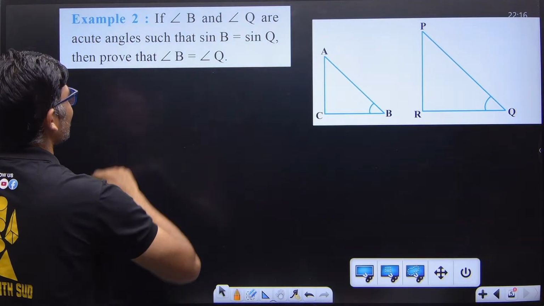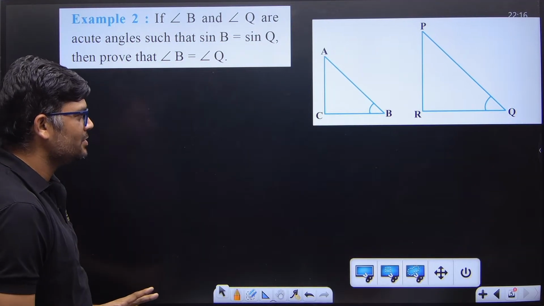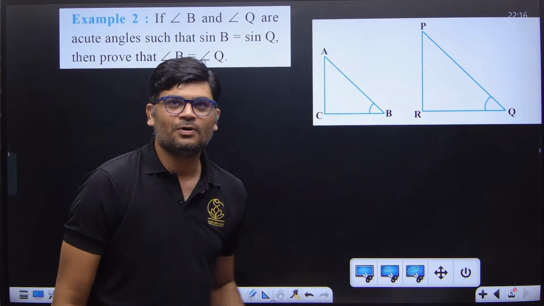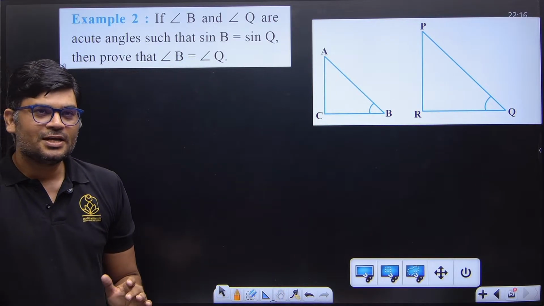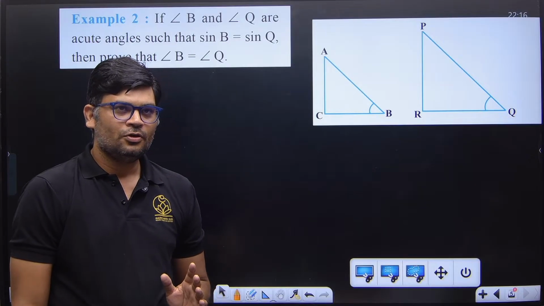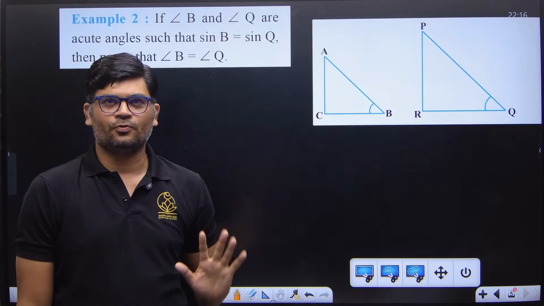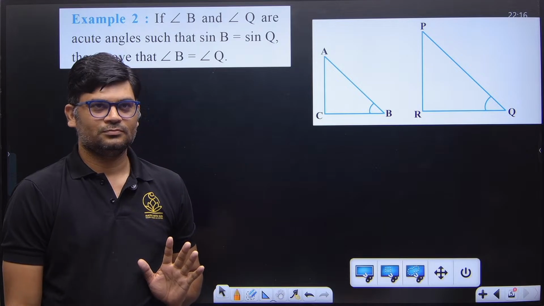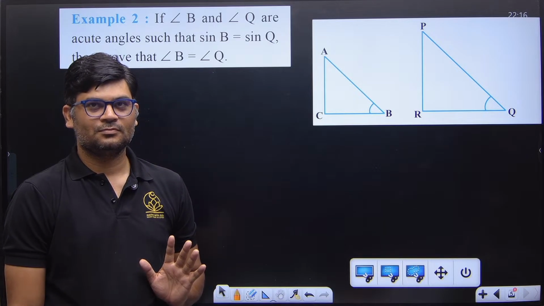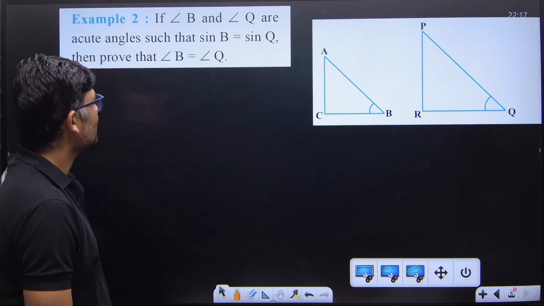Okay, so the question is, if angle B and angle Q are acute angles, such that sine of B is equal to sine of Q, you have to prove that angle B is equal to angle Q. But if this sine is the same, then of course it's going to be the same.